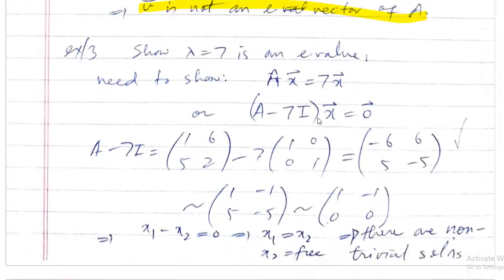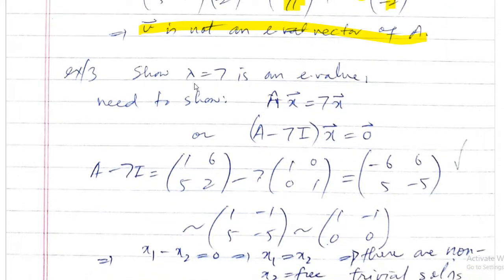Another example is given. Show that 7 is an eigenvalue. Now the eigenvector is not given. I have the same matrix A, but the eigenvalue is 7. Now x is not given to me, lambda is given. So it means Ax should be equal to 7x, right? Now we have to show whether Ax is 7x or not.